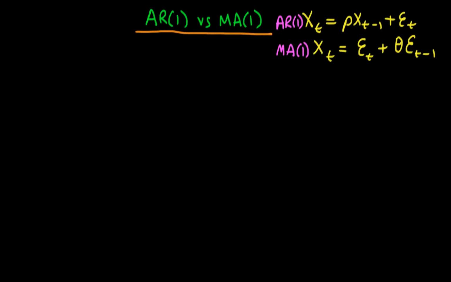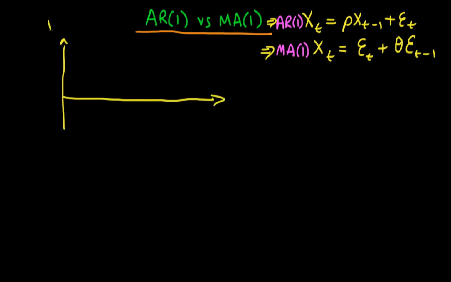In this video, I'm going to talk about one of the ways you can diagnose whether you have an AR1 process or an MA1 process, or in fact, if you have something else. So we're deciding between whether we have this type of process, an AR1, or whether we have an MA1 process. So the first step in this sort of diagnosis is to plot the series.